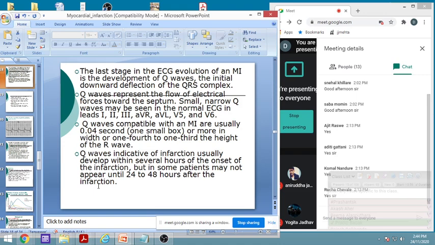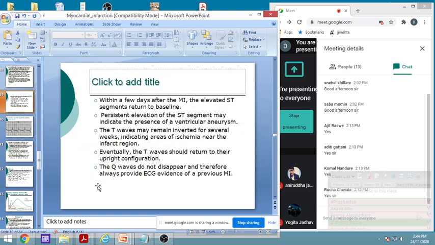Q waves are indicative of infarction. They usually develop within several hours of the onset of infarction, but in some patients they may not appear until 24 to 48 hours after the infarction. So these are various changes in ECG. A few more: within a few days after MI, the elevated ST segment returns to baseline.